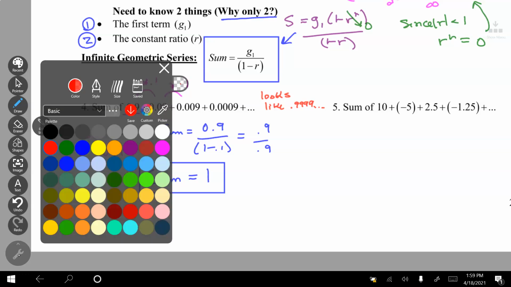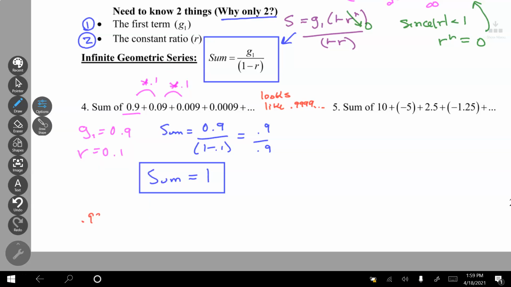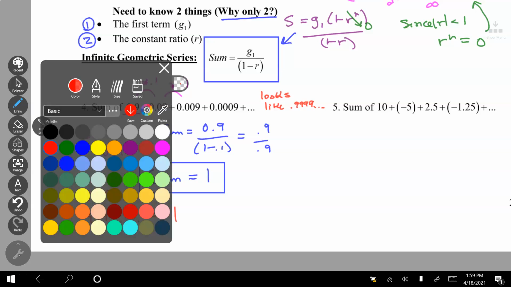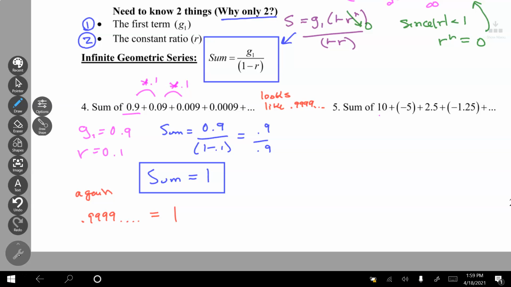Wow, I think I'm just reconfirming that 0.9999 dot dot dot is really equal to 1. For sure. Just did another proof. Okay, let's look at this next one. Here's my first term. And my multiplier from here to here is -1/2. The absolute value of that is smaller than 1, so I can use my special formula.